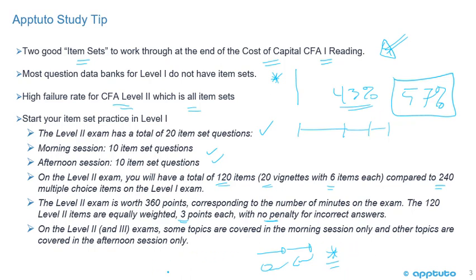So on the Level 2 and Level 3 exams, some topics are covered in the morning session only, and other topics are covered in the afternoon session only. So this is just a heads up. For this LOS at the end of this reading in this study session, go to the back of the chapter and work on all the end of chapter problems and solutions. And I like this one in particular because there are 2 item sets that are very similar to Level 2, and it starts getting you in the mind frame for that.